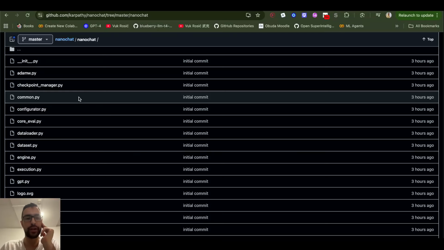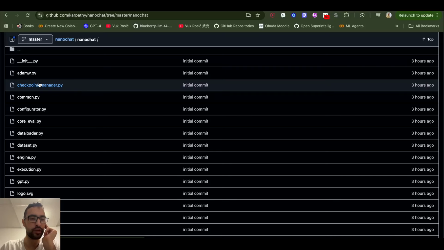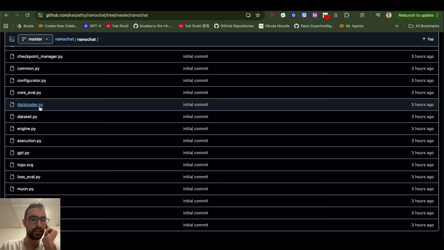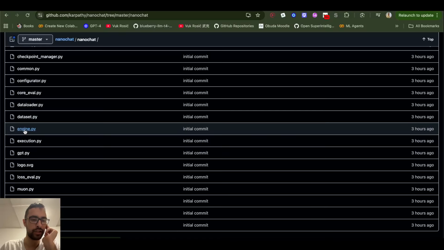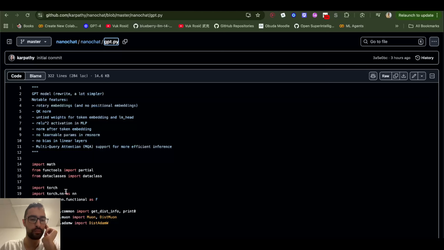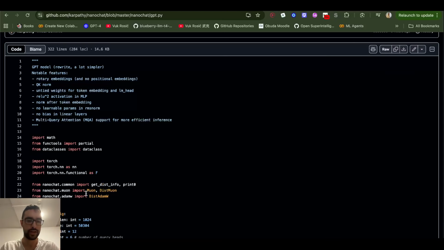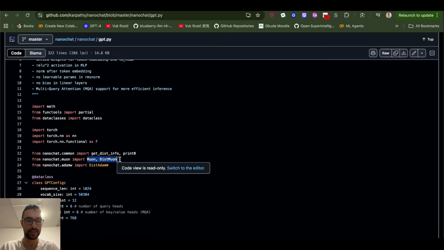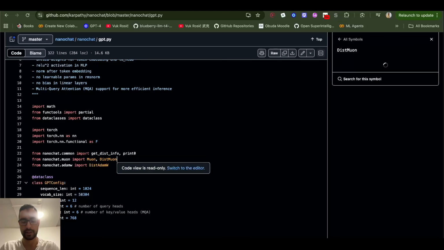Looking at the file structure, we see AdamW, checkpoint manager, dataset loader or data loader and dataset, engine, we'll see what that is. GPT-Pi, that's interesting, and we also saw the Muon optimizer. So here, Muon and distributed Muon, I guess this is for the H100s.